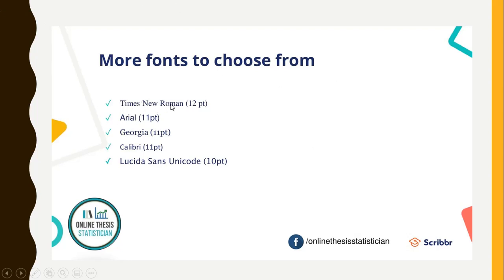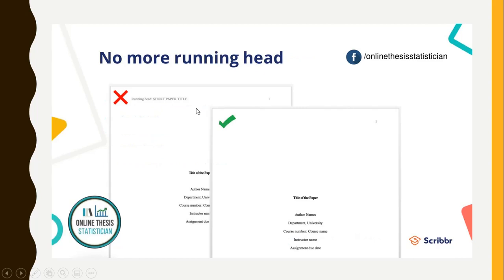And actually, we have more fonts to choose from. We have Times New Roman 12, Arial 11, Georgia 11, Calibri 11, Lucida Sans Unicode 10. Okay, so this is the updated version. And for our research in Practical Research 2, as your advisor, I told everyone that for uniformity, we shall use Times New Roman 12, right, for everyone.